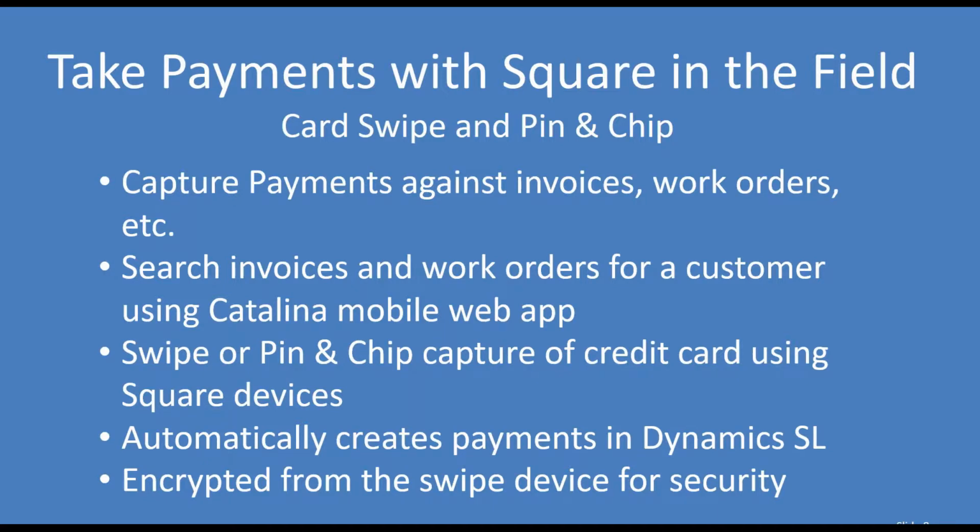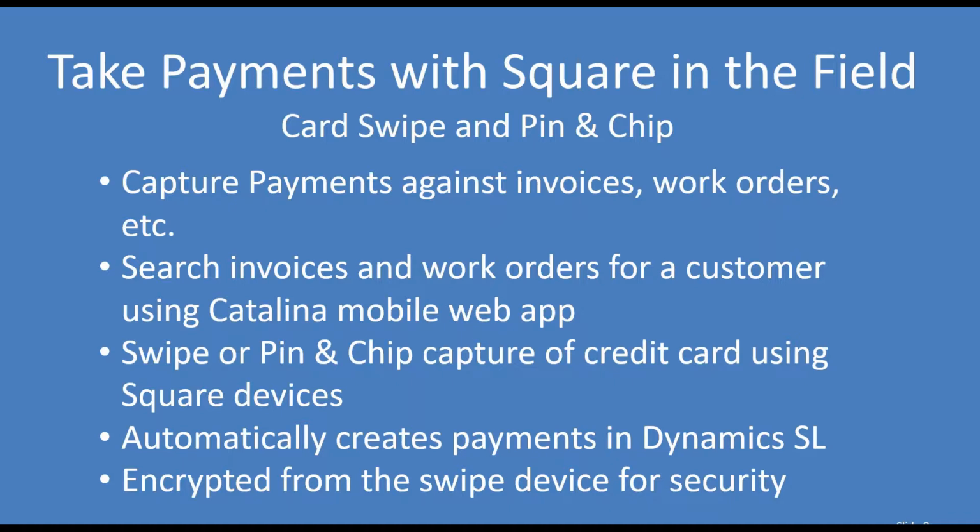So what our system allows you to do is take a payment on an invoice. You could have a tablet out in the field or even a cell phone and look up an invoice using our application, and then hand the device over to the customer and allow them to swipe or pin and chip and pay that invoice. Or if you've got a work order, we can look up work orders so that they can pay against them. Or if you've got some other form of payment that you need to take against the customer account.